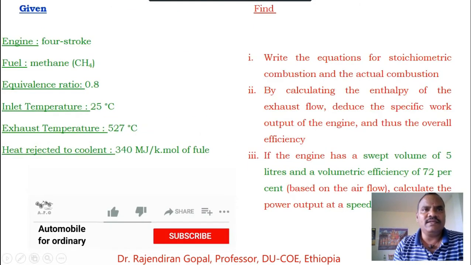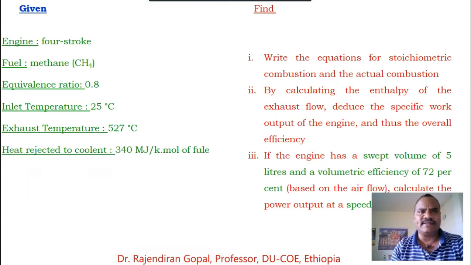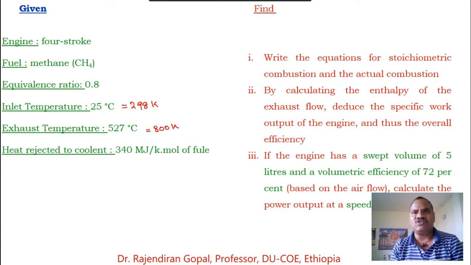They are given that the engine is 4-stroke, fuel is methane, equivalence ratio is equal to 0.8, inlet temperature 25 degrees centigrade, exhaust temperature 527 degrees centigrade, heat rejected to the coolant 340 megajoule per kilomole of fuel. First we have to write the inlet temperature as 298 Kelvin, exhaust temperature as 800 Kelvin. First, write the equation of stoichiometric combustion and the actual combustion.